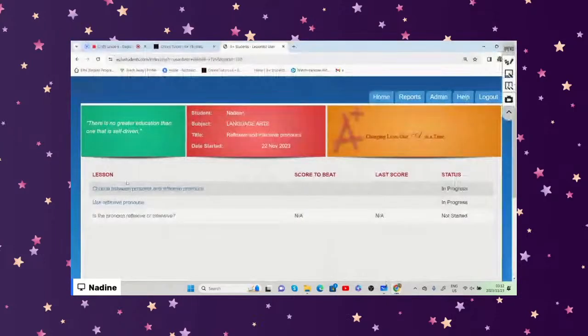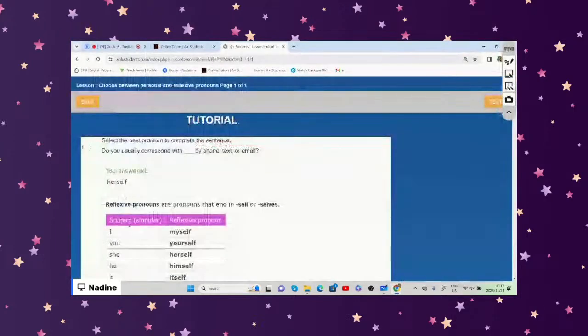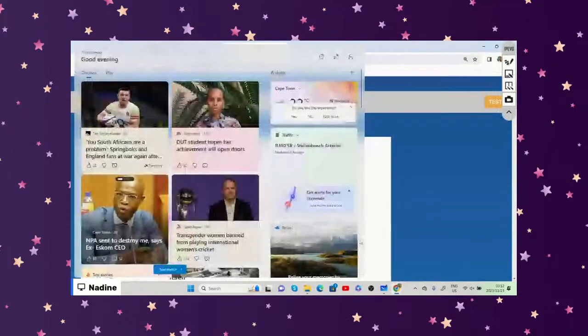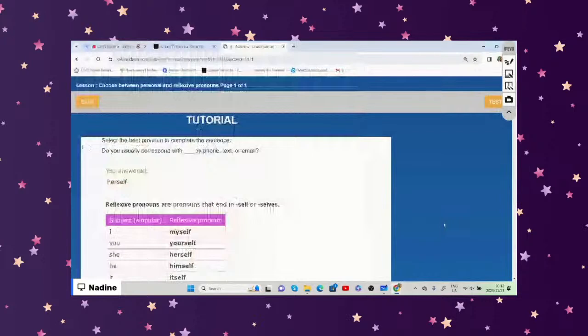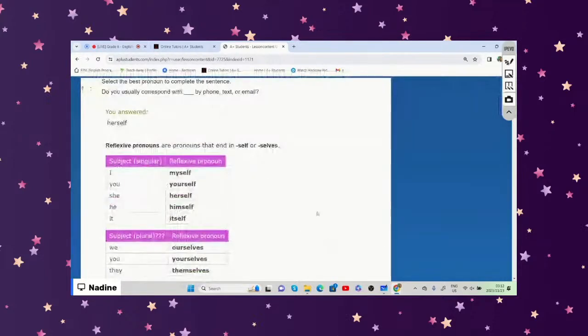Now we're going to choose between a personal and reflexive pronoun. We need to select the base pronoun to complete the sentence. Reflexive pronouns are pronouns that end in self or selves, like we said earlier on.